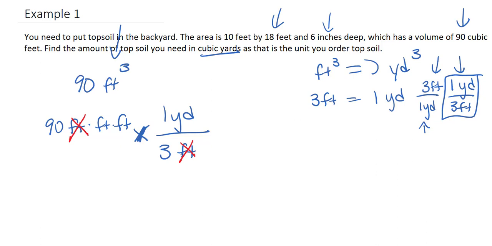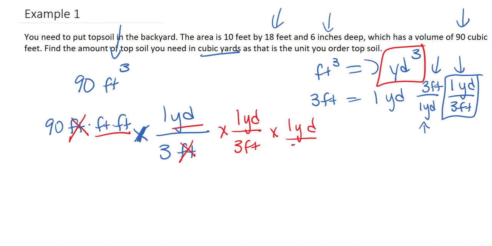But what do we notice? We still have 2 feet and only 1 yard, and we need cubic yards. So this means we need to do this 2 more times. So we have 1 yard over 3 feet times 1 yard over 3 feet. Now we can cancel out those feet, and cancel out these feet, and cancel out those feet. And then we're left with how many yards? 3, which is exactly what we need.